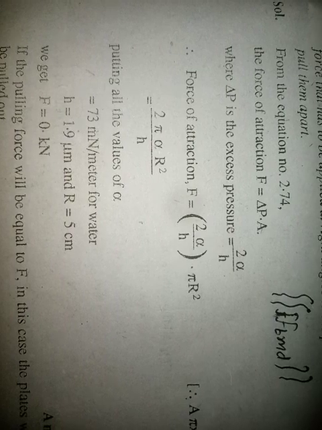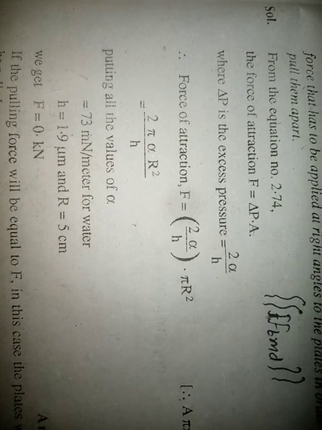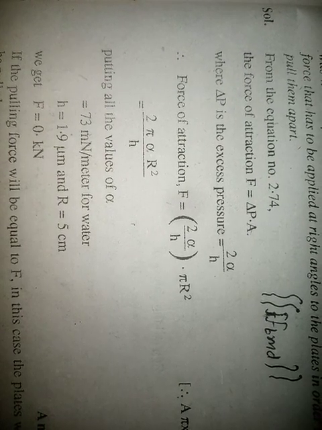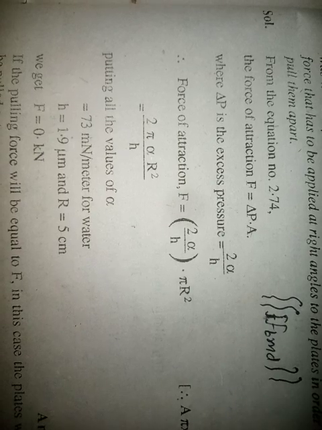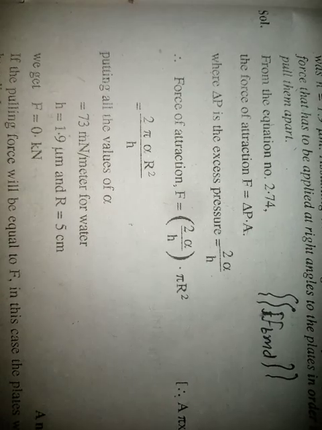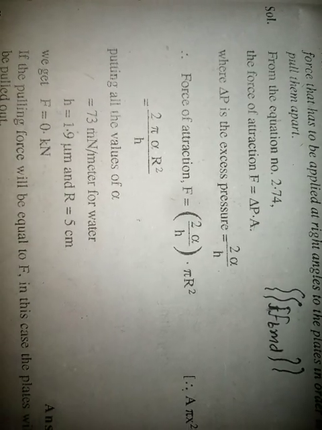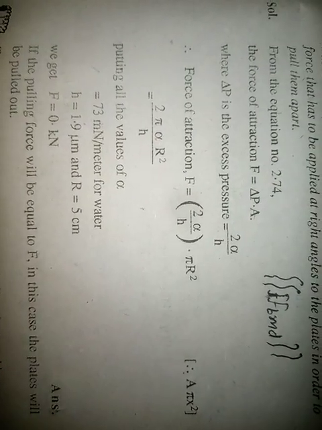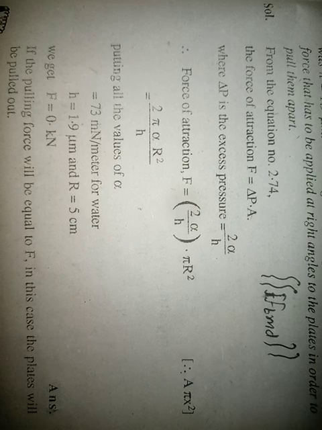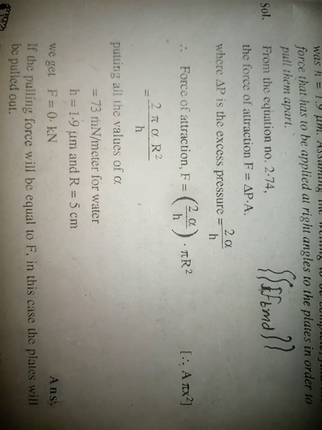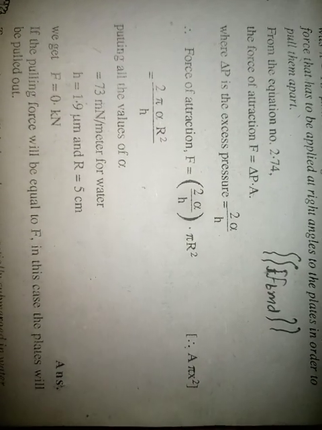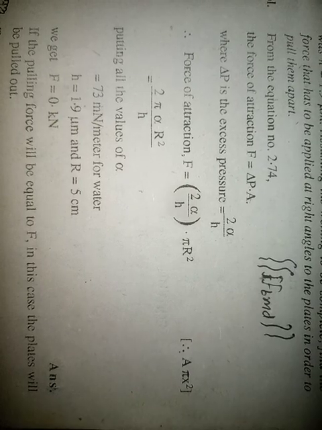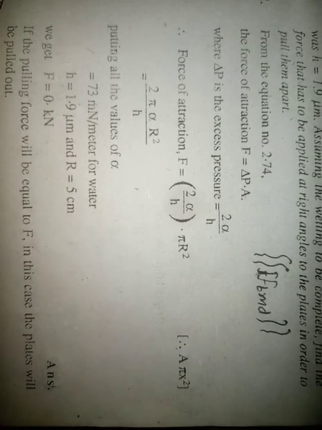Putting all the values, that is alpha equals 73 millinewton per meter for water, h equals 1.9 micrometer and r equals 5 cm, we get F equals 0.1 kilonewton. If the pulling force is equal to F, in this case the plates will be pulled apart.